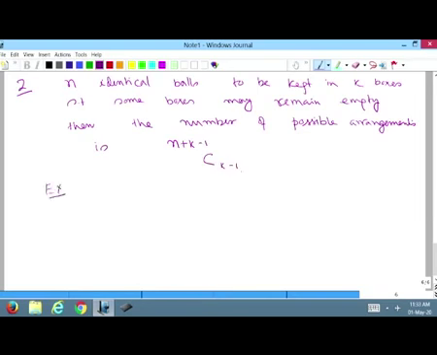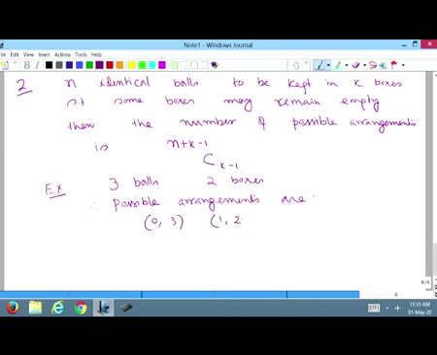Example, 3 balls, 2 boxes. Therefore, possible arrangements are 0, 3, 1, 2, 2, 1 and 3, 0, that is equal to 4, and we have 3 plus 2 minus 1 C 2 minus 1 is equal to 4 C 1 is equal to 4.